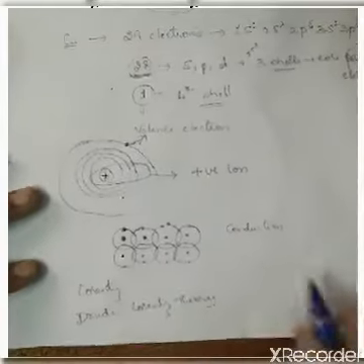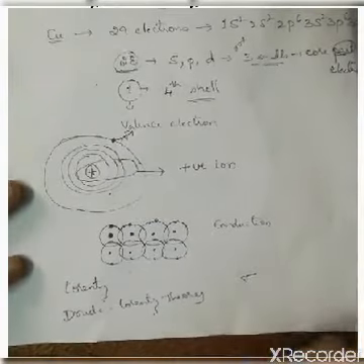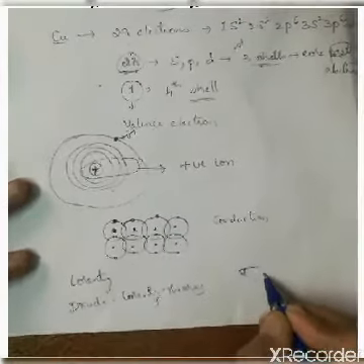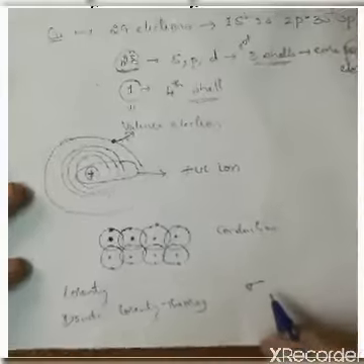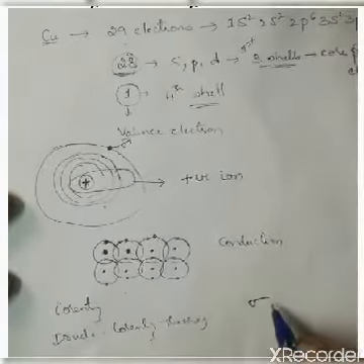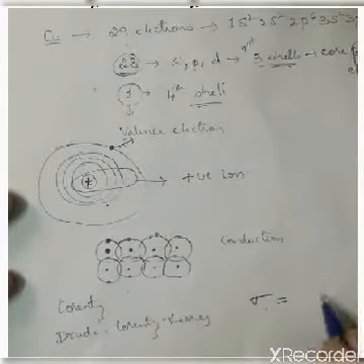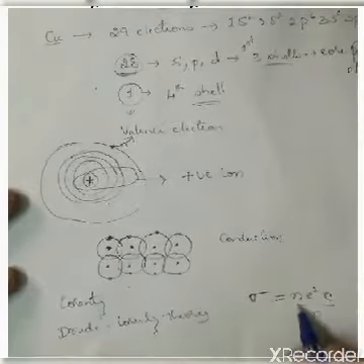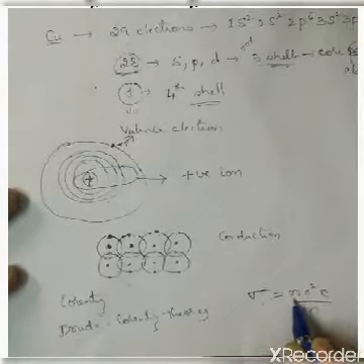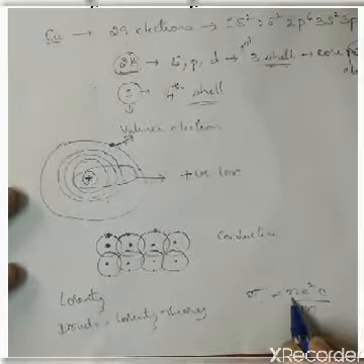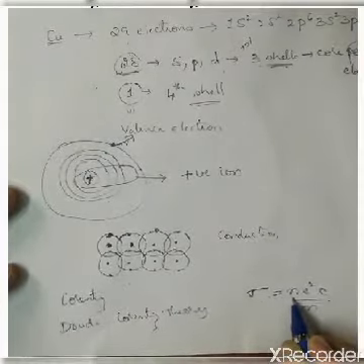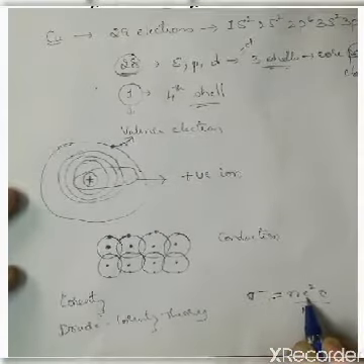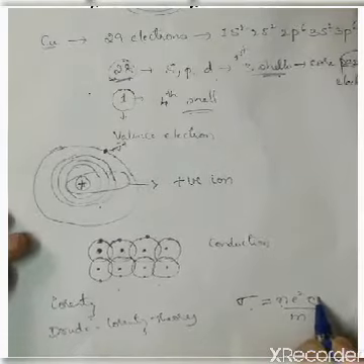From this theory, the electrical conductivity, represented by sigma, was given by the expression sigma equal to n e square tau by m. Here n is the concentration of free electrons or valence electrons, that is the number of free electrons present per unit volume. e is the charge on the electron, tau is the relaxation time of the free electron.